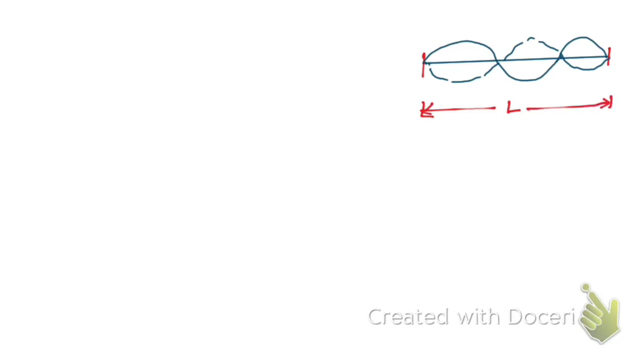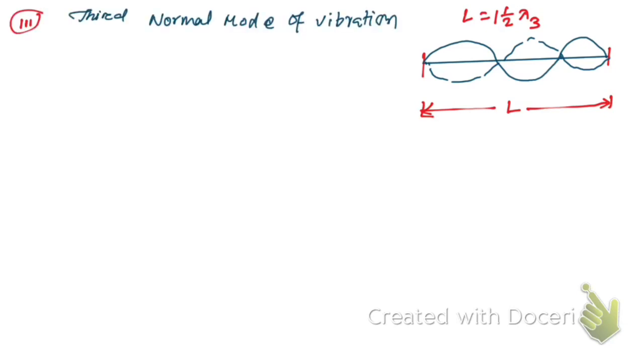So same string, same length, but the pattern will be like this. So this is one complete wave, then half of the wave. Now this will be vibrating this way. So same length of the string L, right? Now here in this case L is equal to 1.5 of lambda. So let me take lambda 3 in this case, corresponding to n is equal to 3. So this is the third normal mode of vibration.